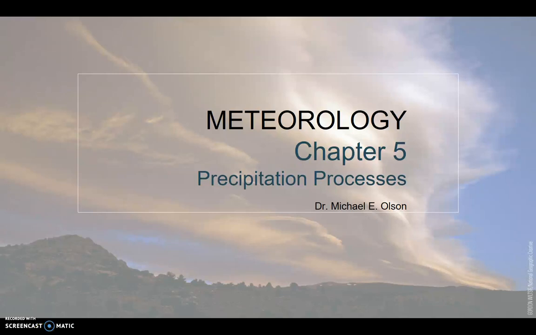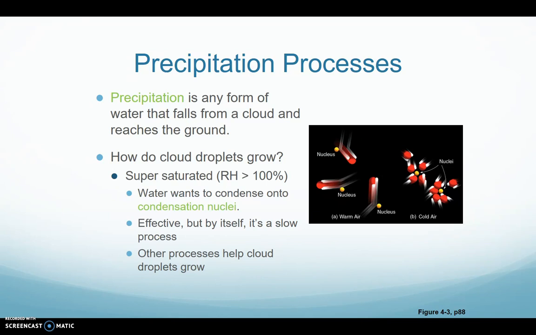In this final video for Chapter 5 in Essentials of Meteorology, we're going to talk about two primary precipitation processes, that is, processes in which water droplets and ice crystals grow in clouds.